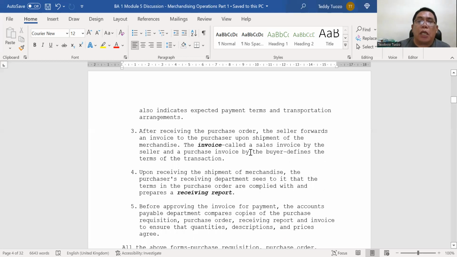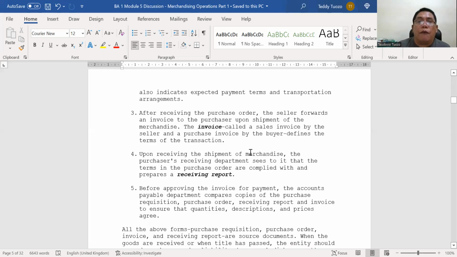So after receiving the purchase order, the seller forwards an invoice to the purchaser upon shipment of the merchandise. The invoice, called a sales invoice by a seller and a purchase invoice by the buyer, defines the terms of the transactions. Then upon receiving the shipment of merchandise, the purchaser's receiving department sees to it that the terms in the purchase order are complied with and prepares a receiving report.